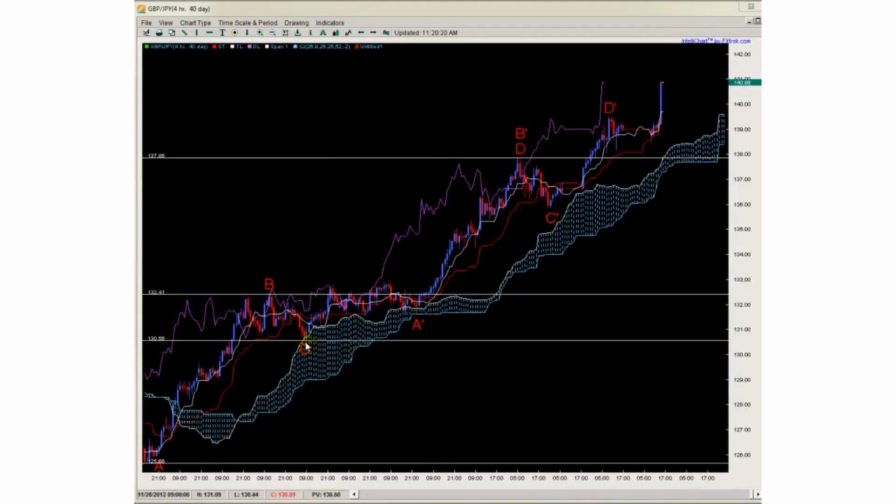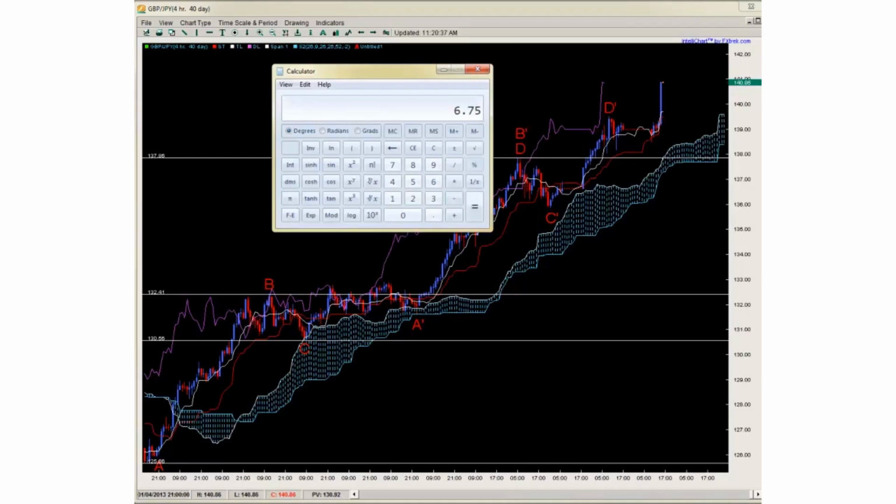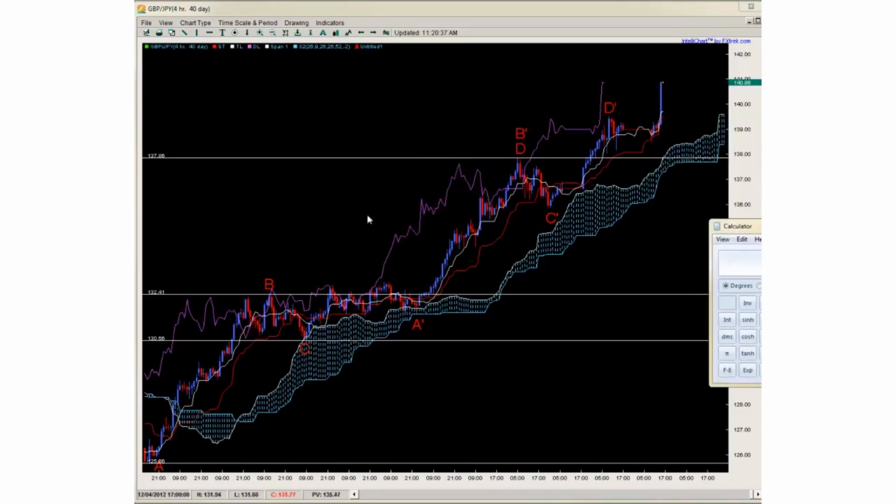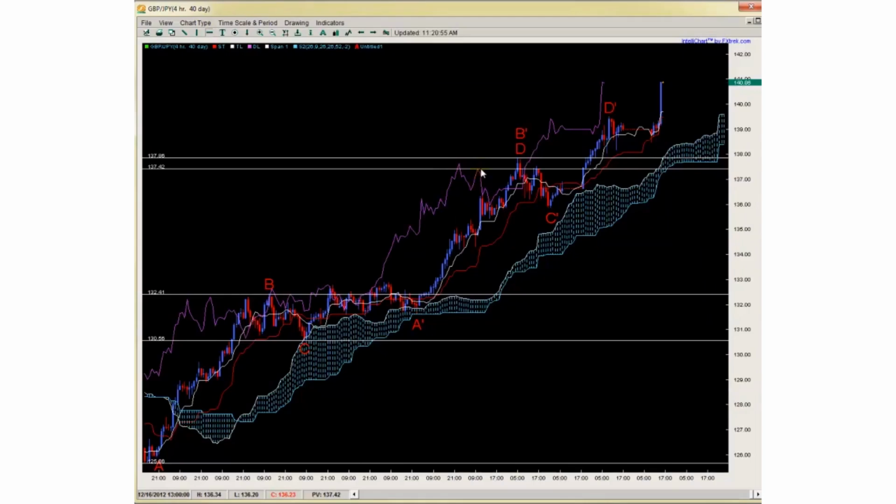Remember, you really can't start any price measuring until you have A, B, and C. So you can't just do A and B and then start to do price measuring. You have to wait till you have A, B, and C. Once you have that, then that's when you start doing the price measuring. Well, we know C is 130.56, so when we add this to 130.56, what do we get? We get 137.31.